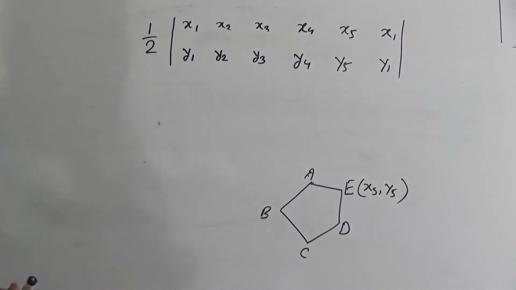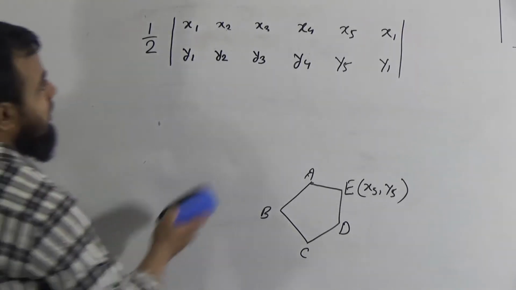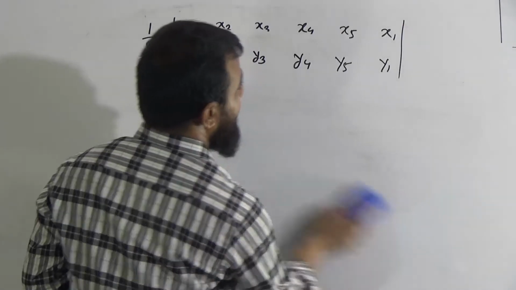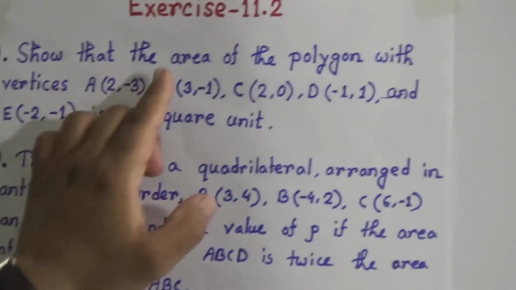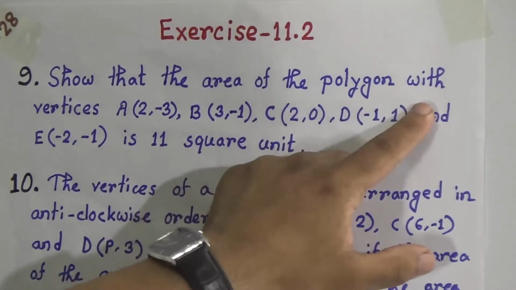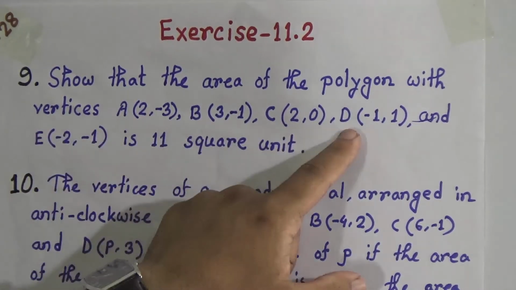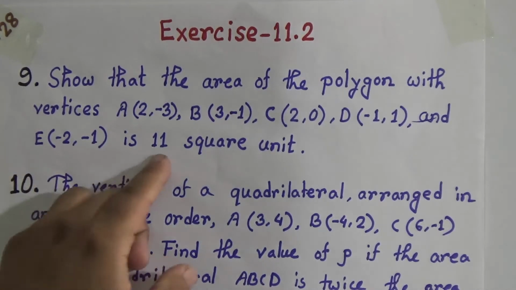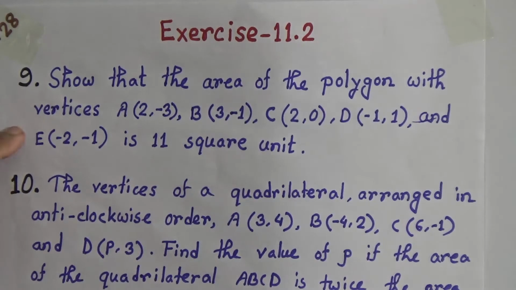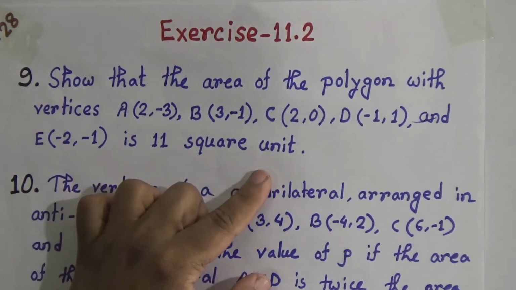Now my dear students, we will solve questions number 9 and 10 from your exercise 11.2, okay? That way you will be clear about this formula. The question is from exercise 11.2, lecture number 28. Question number 9: show that the area of the polygon with vertices A, B, C, D and E, that means 5 points are given, it's a pentagon, is 11 square units. That means the area of the pentagon will be 11 square units. We need to find this out.